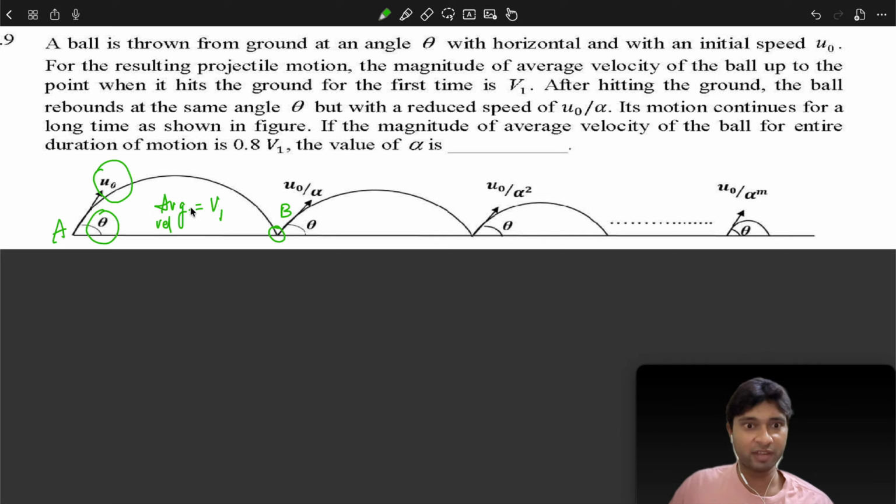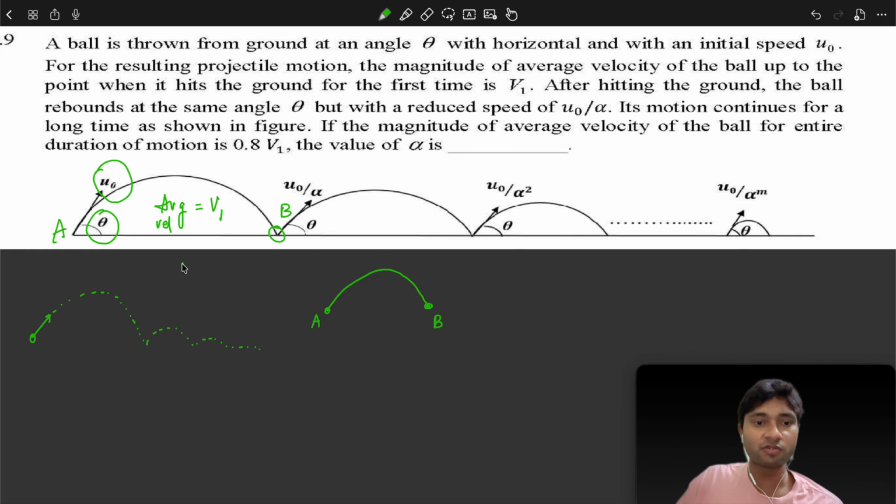We have given average velocity as v1 for point A to B. Let's see what is happening between point A to B. A to B means the first projectile motion. Then there is second projectile motion and third, and so on and so forth. It will keep going until the motion dies out. So if we consider only the first projectile, I can redraw it here. From point A to B, this is the first projectile which I am talking about. It is given average velocity is v1.